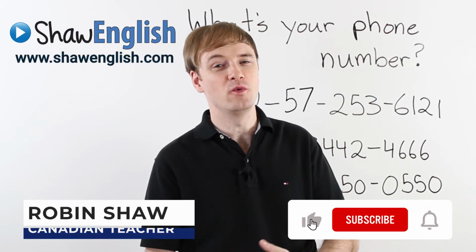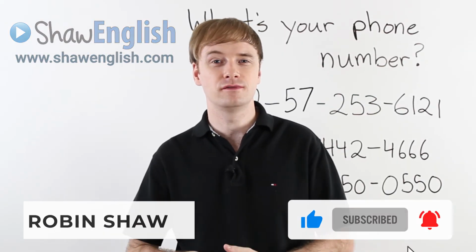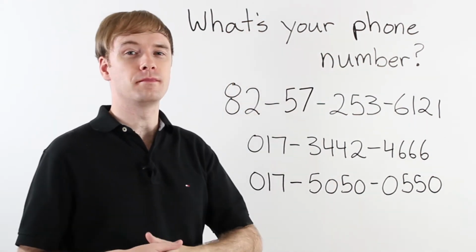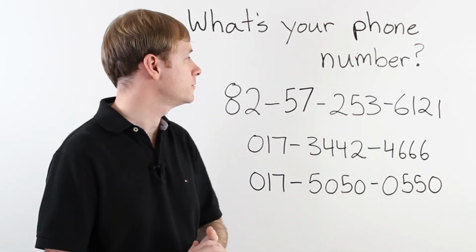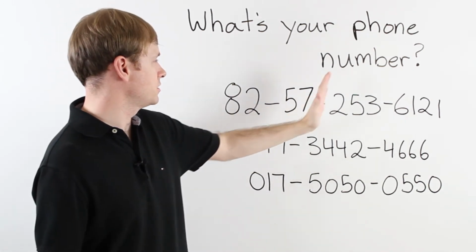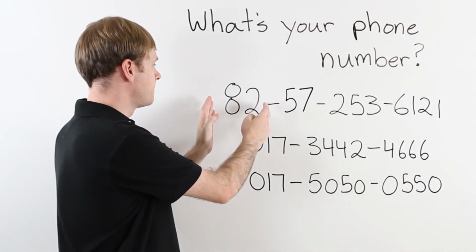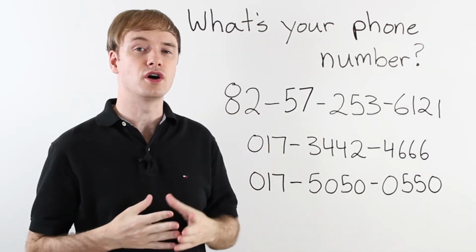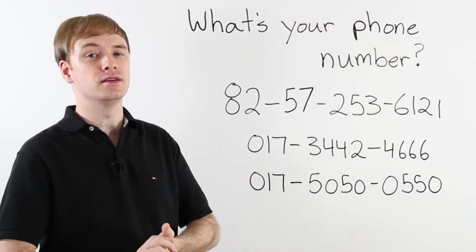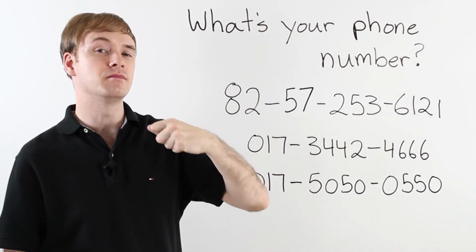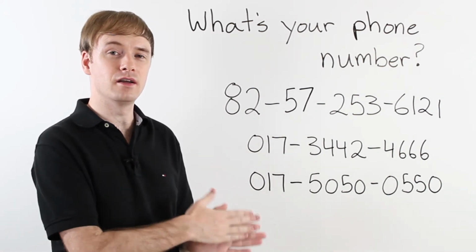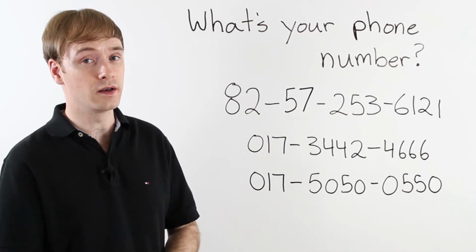Hello everyone, in this video we are going to talk about how to express your phone number, all right? So here's the question, what's your phone number? Very important question. And the first number I wrote here is very big, okay? It has many parts. So let's look at the first part. The first part here is called your country code, okay? So the country code of Korea is 82. So if someone is calling from another country, they have to put your country code 82. In Canada and USA, the country code is 1.